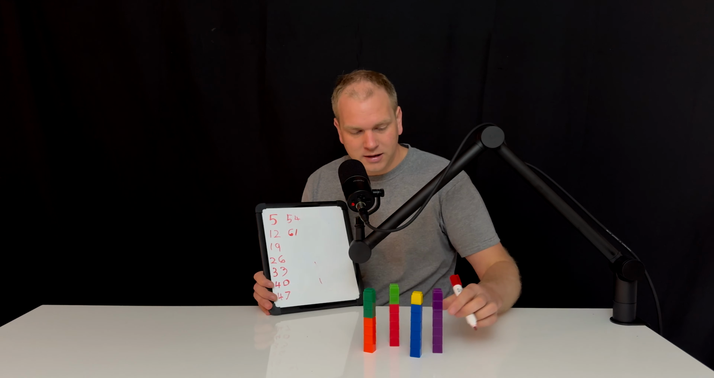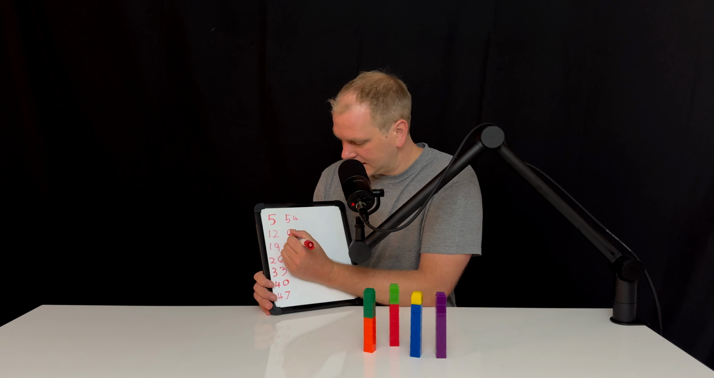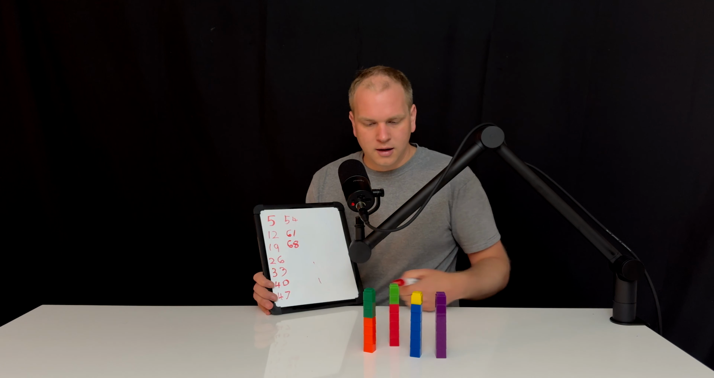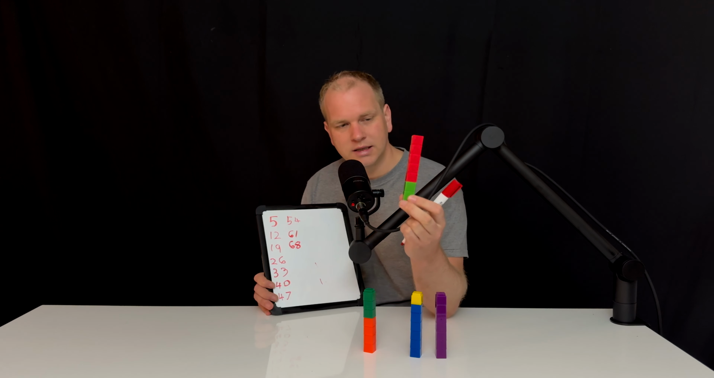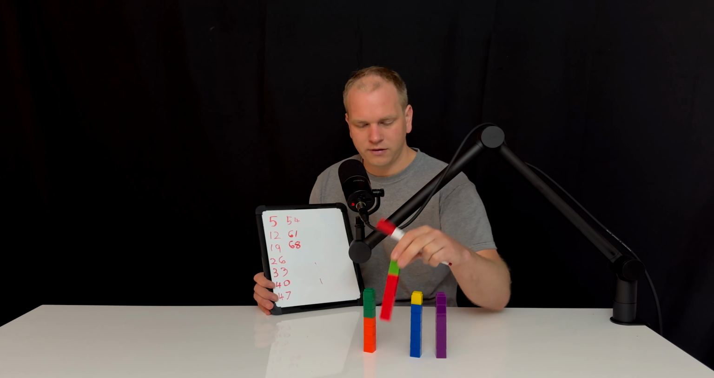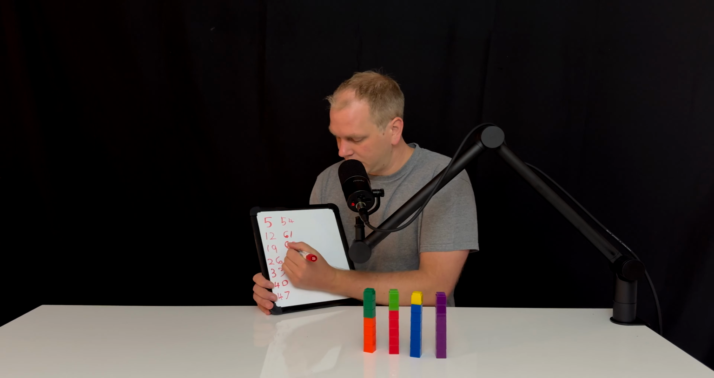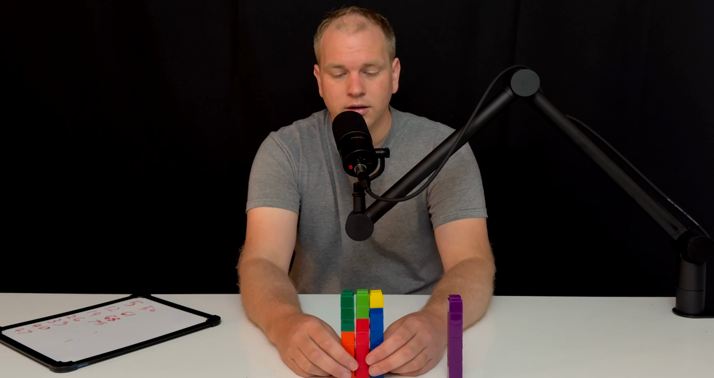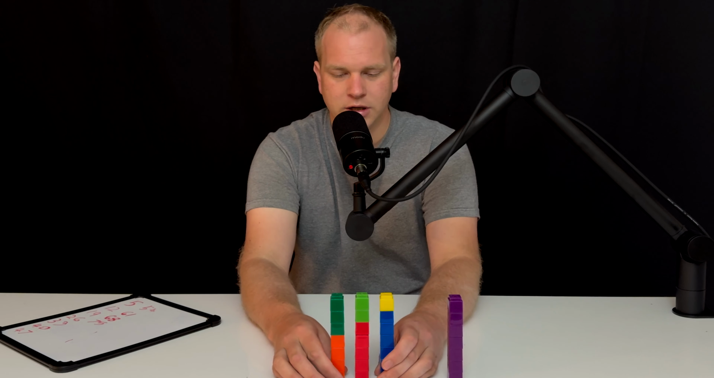Now that I'm at 61, 1 and 7 is pretty easy to add together, so now I'm going to be at 68. And lastly, here we go. I'm going to flip this one over and use this 7 as a 2 and a 5. So 2 more will make 70, and then 5 more, 75.